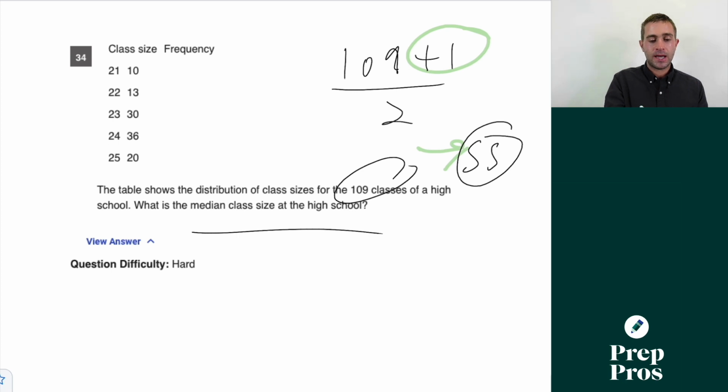So what this is saying is I have 10 classes with 21 students. So that's going to give me the first 10 items in the list. I have 13 classes with 22 students. So at this point, I'm up to 23. Now here, I have 30 classes with 23 students. This is going to get me all the way up to 53. We're not quite yet at our 55, but we have 24 classes with 36 students.